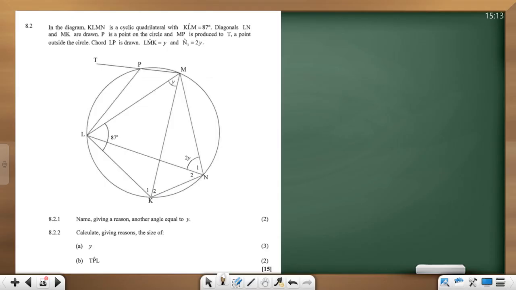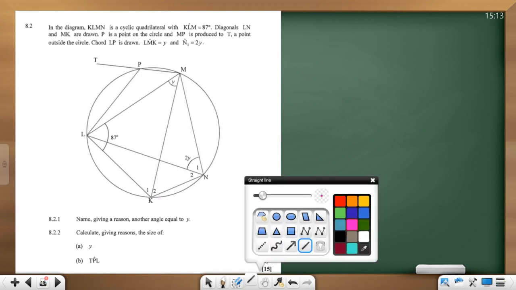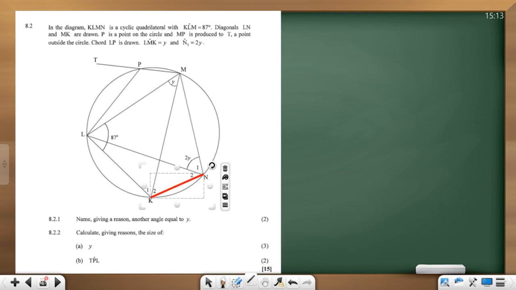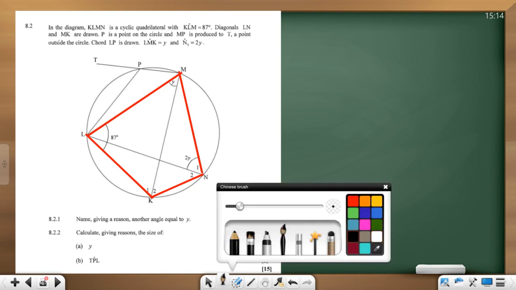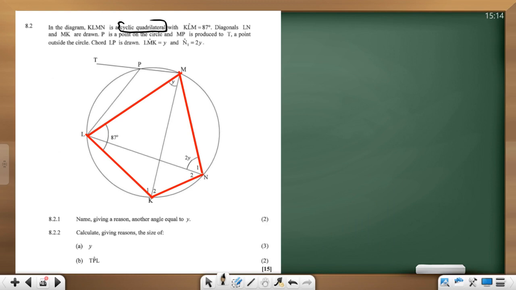In a diagram, KLMN quadrilateral. While I'm drawing, I'm sure you're thinking about the properties of a cyclic quadrilateral. Exterior angle of a cyclic quadrilateral equals the opposite interior. You know all of that, right? And equal chords in the cyclic quadrilateral subtend equal angles, and opposite angles are supplementary. So I've quickly thought about all of those by seeing the words cyclic quadrilateral. That's what goes on in your mind. Don't just read now.